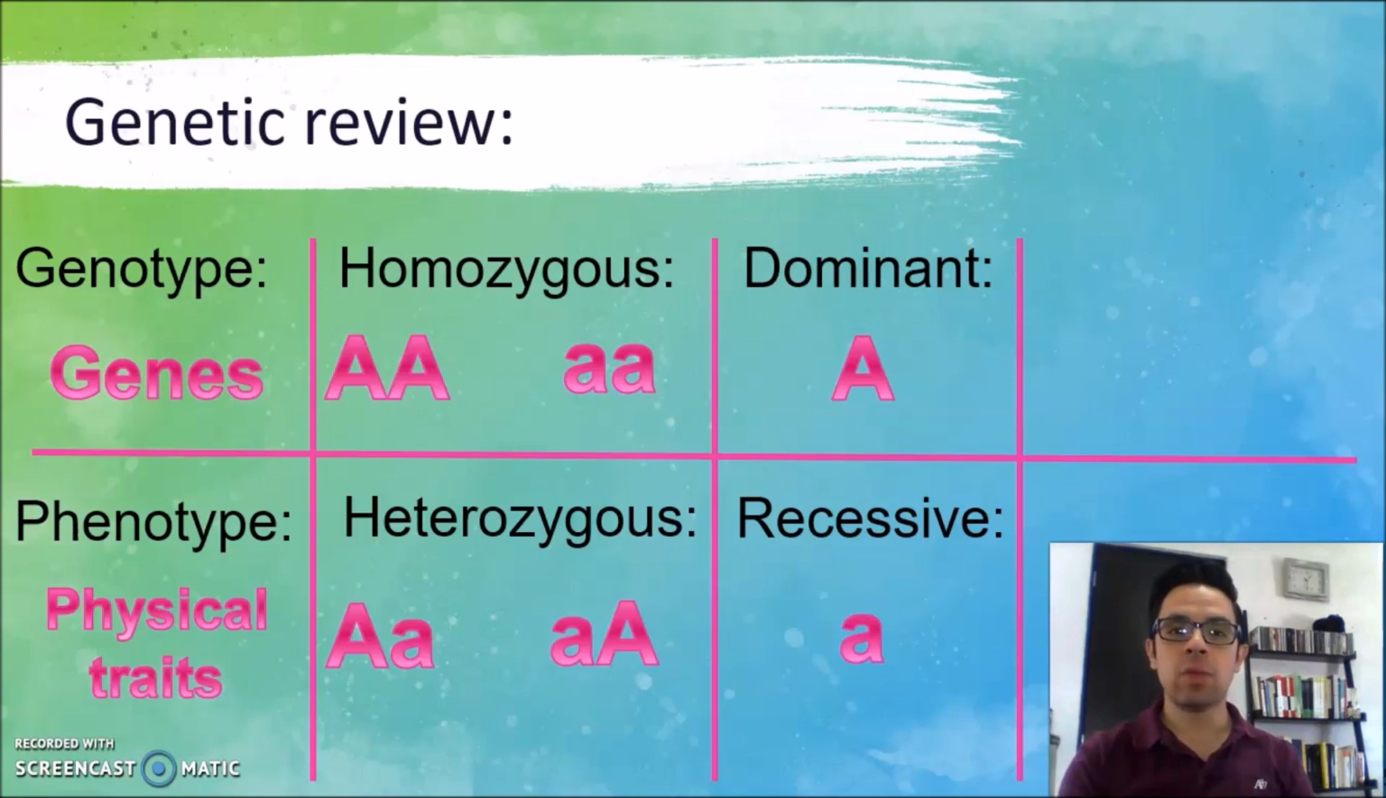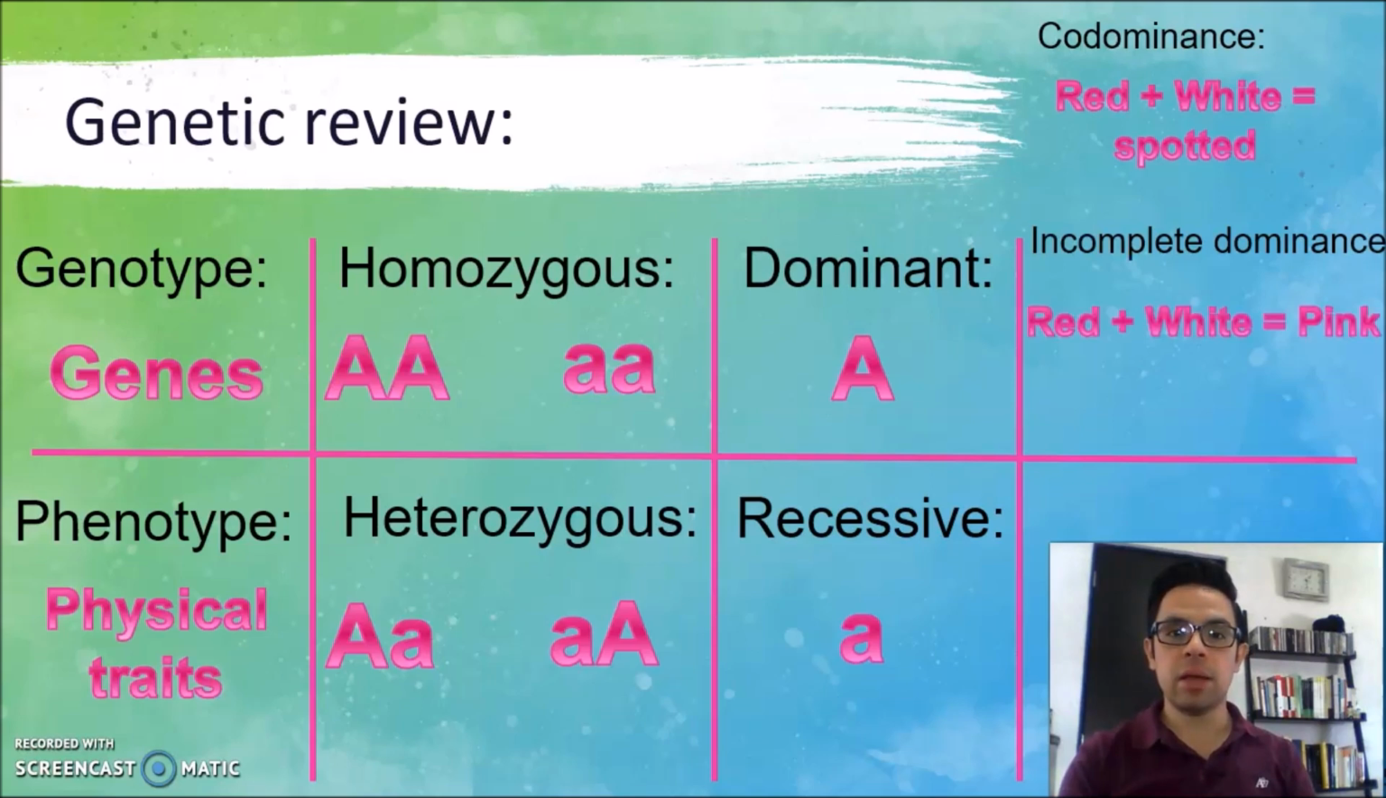Now, the exceptions to these rules. Codominant condition, or codominance: if we have two traits, in this case red and white, a codominant condition will produce spotted phenotypes in the offspring. It means two phenotypes at the same time. Incomplete dominance: if we have red and white phenotypes in the parents, the offspring will have an intermediate version of these two parental phenotypes. In this case, a pink phenotype.